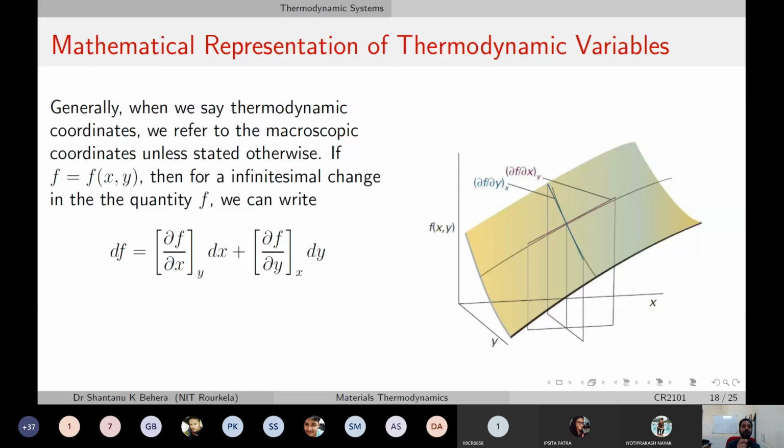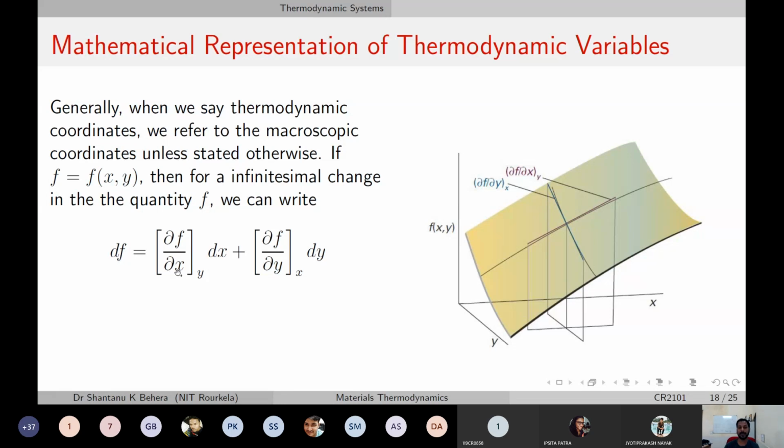We change one variable and see what is the effect of it. And we go to the next variable, change that variable while keeping the other variables constant and see what's the change in it. And when you put together all of those things, you see the overall change in the thermodynamic system or the function f. So that's what is written here. df is the partial. This is what we represent by partial derivatives.